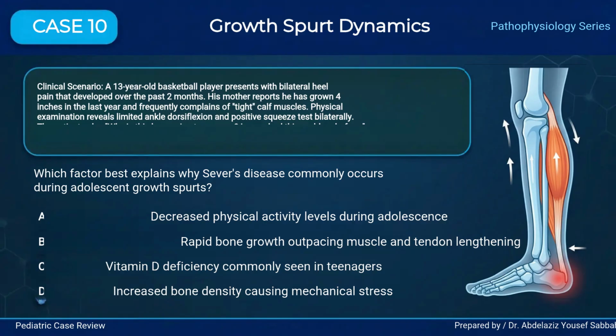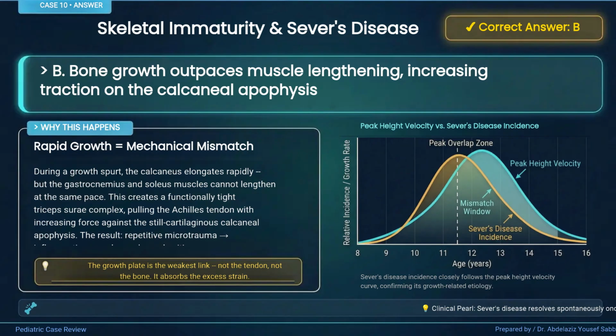Option A. Decreased physical activity levels during adolescence. Option B. Rapid bone growth outpacing muscle and tendon lengthening. Option C. Vitamin D deficiency commonly seen in teenagers. Option D. Increased bone density causing mechanical stress. The correct answer is option B. Rapid bone growth outpacing muscle and tendon lengthening.